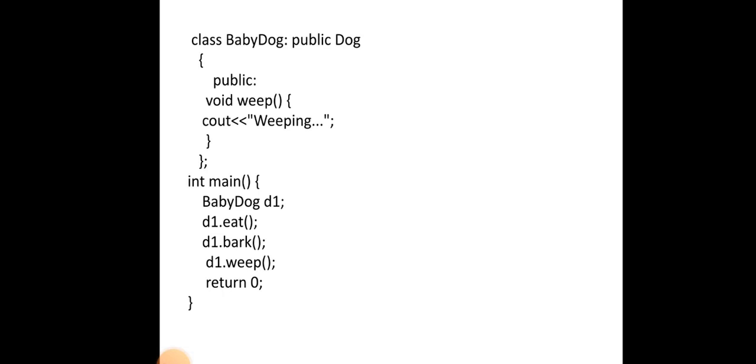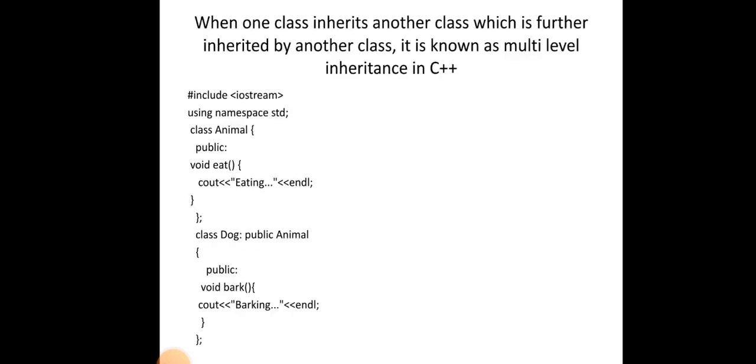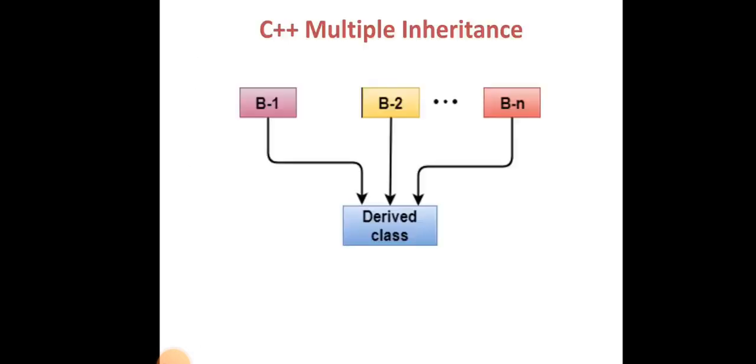In the main function, we create an object for last derived class, that is baby dog. The object for baby dog derived class is D1. Using this D1, we are going to access the member function from each classes: D1.eat, D1.bark and D1.weep. Through this type of implementation, we are able to explain how multi-level inheritance works.